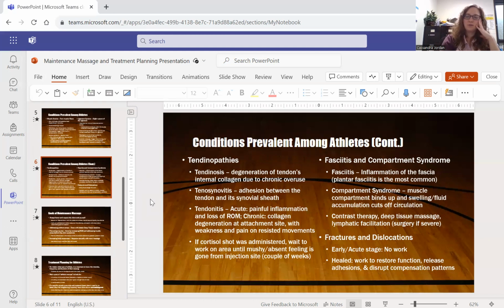I will say sometimes people get cortisol shots. If that is administered, we need to wait to work on that area until that mushy, absent feeling is gone from the injection site. This will take a couple weeks. You can't work on something that had just got injected with a cortisol because it melts the tissue, and us getting in there will just mess with it.